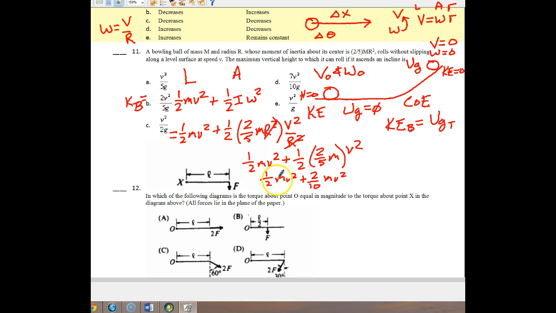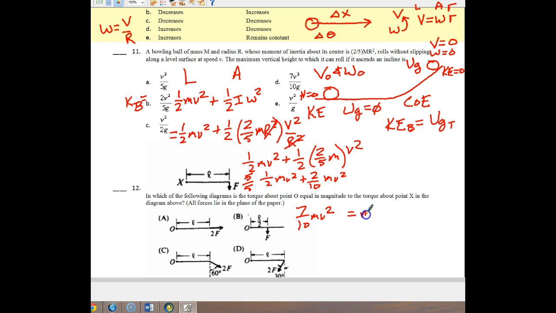And if I go ahead and combine these terms, I know I have to multiply this side by 5 over 5 so that I get a 10 on the bottom. So that would be 5 tenths plus 2 tenths, which will give me 7 tenths mv squared. So that's my kinetic energy.